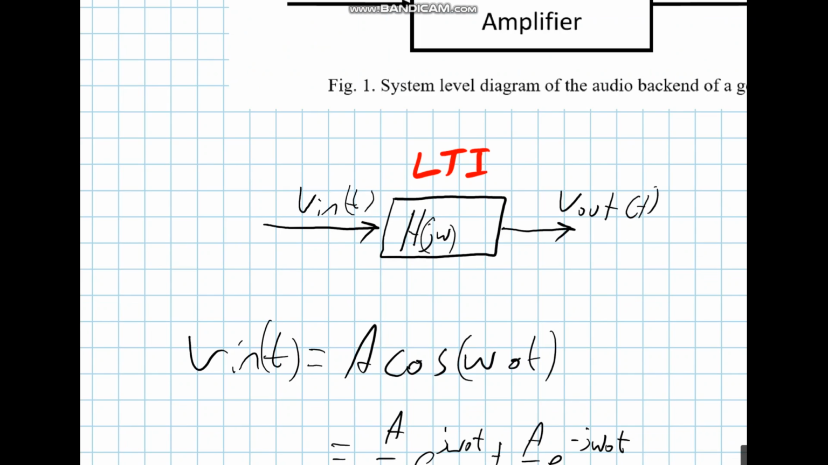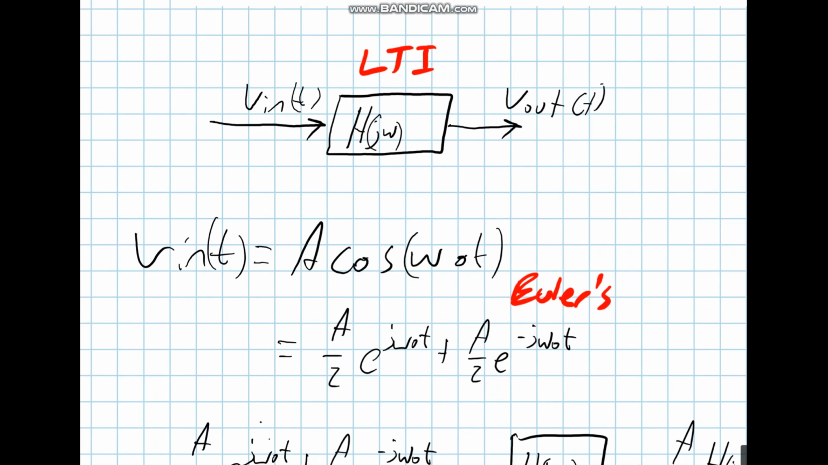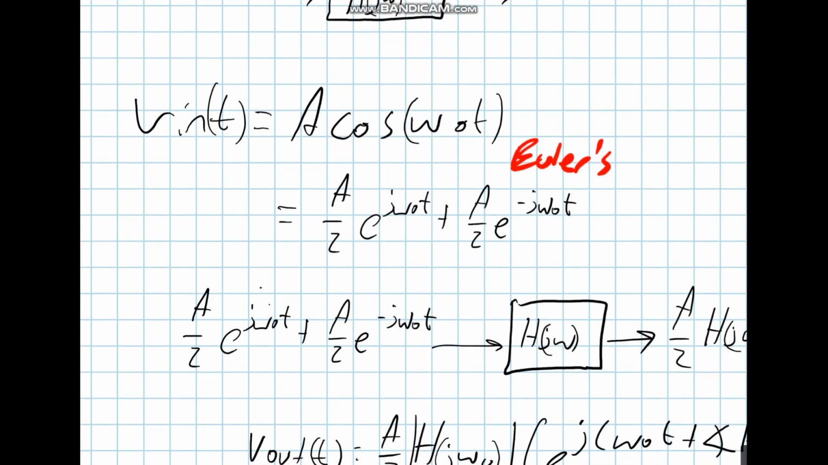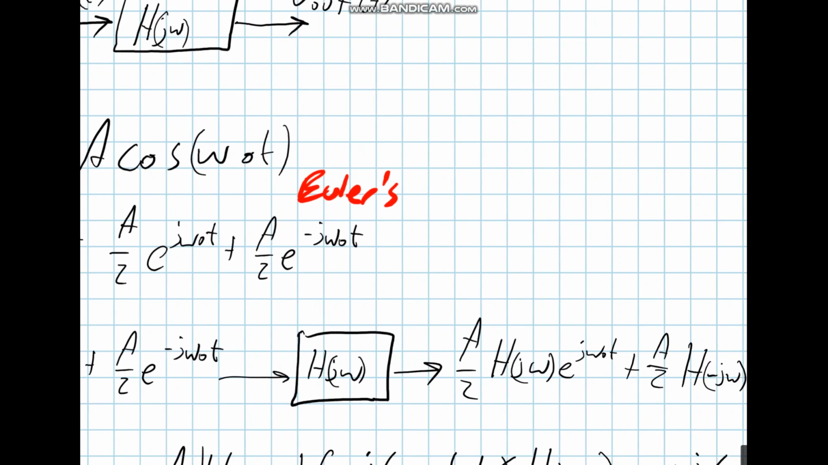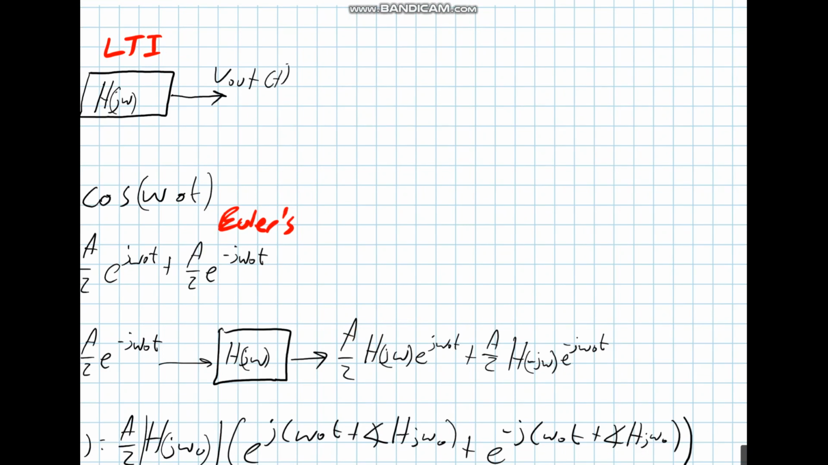We know from Euler's identity, and this is our Euler's expansion of the cosine expression. So we feed that into the linear time invariant system, and what we get out is a half H of j omega naught e to the j omega naught t plus a half H of minus j omega naught e to the minus j omega naught t.